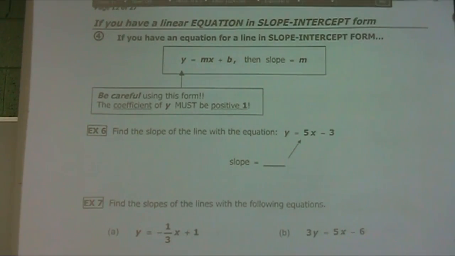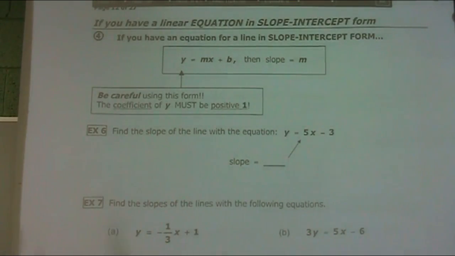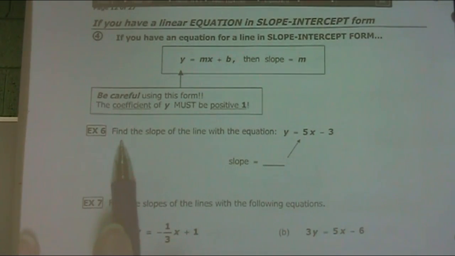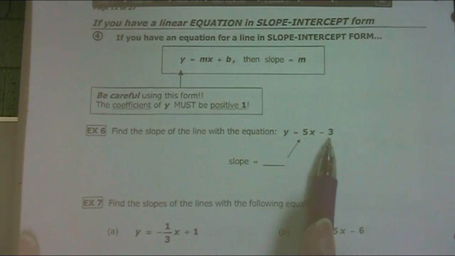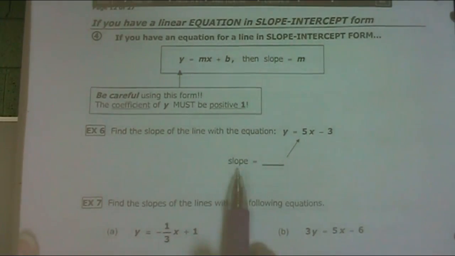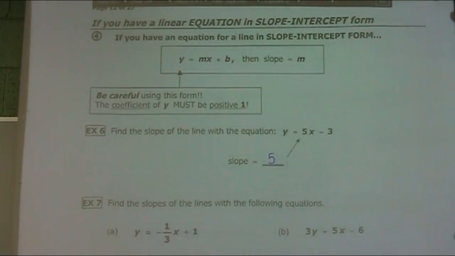In this form, the slope is m, and that means the coefficient of x, or the number in front of x, when you have an equation in the form y equals mx plus b. So if we look at example 6, it says find the slope of the line with the equation y equals 5x minus 3. This is as simple as this. Slope equals 5. Because 5 is the coefficient of x. This is a very easy way to find the slope of a line from its equation.